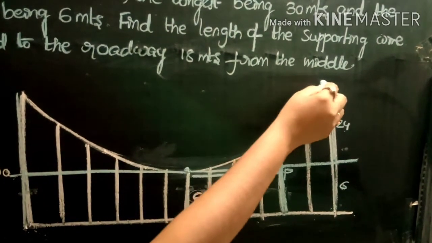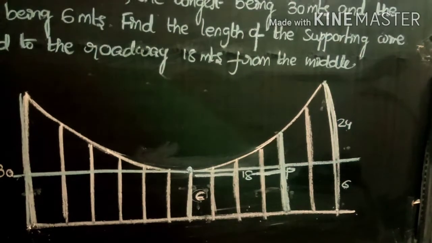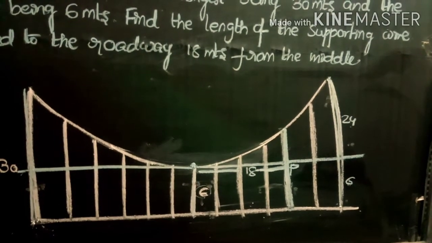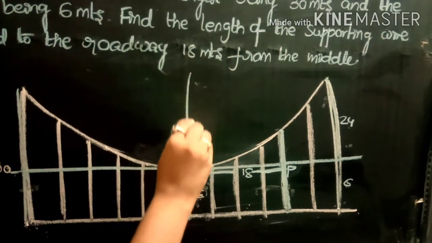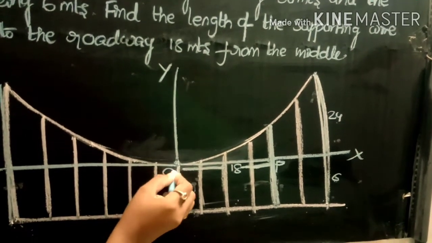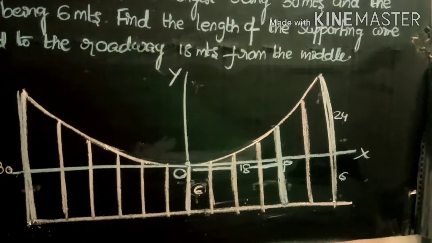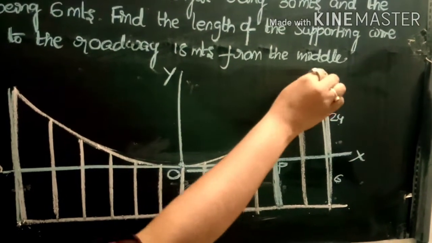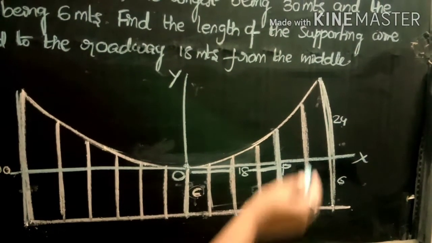Now first we take a point on the parabola. This is the point on the parabola. What are the coordinates of that point? Without loss of generality, we take this as the x-axis and this as the y-axis. Therefore clearly the vertex is (0, 0). And here is the point on the parabola, so we take the coordinates of this point.